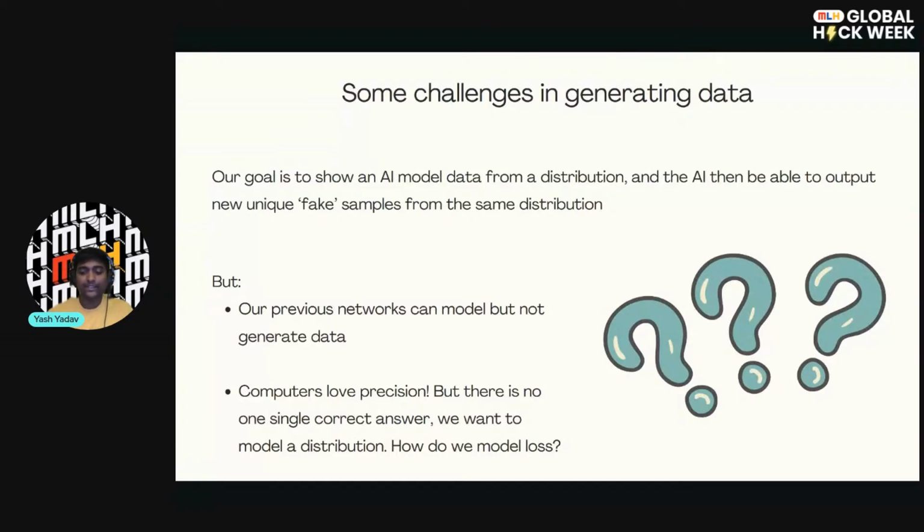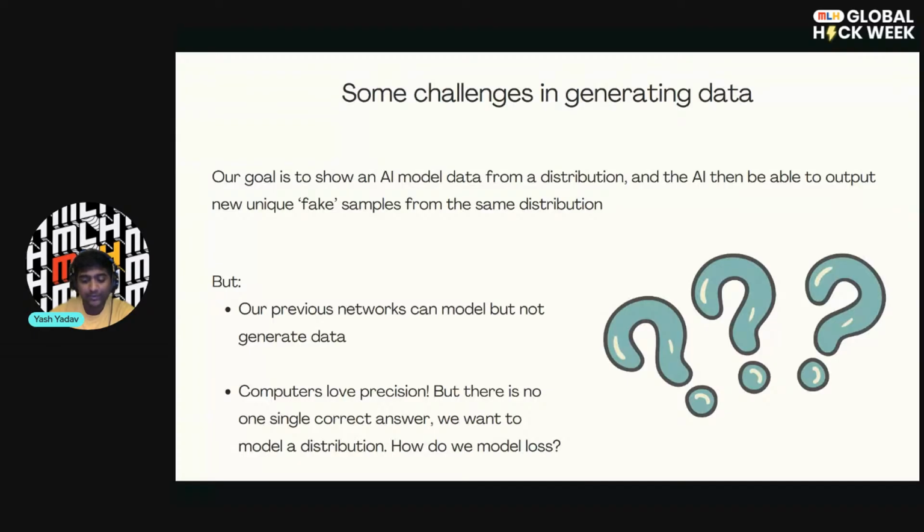So that was something that we could easily train on. But the issue here is that if you went to generate cat images, there are an infinite number of cat images that could possibly be generated. So there's no one correct answer. So how do you calculate the error rate in something like that, wherein you don't know which image is correct and which image is false? How do you exactly model loss or the error rate in that? That's another challenge.